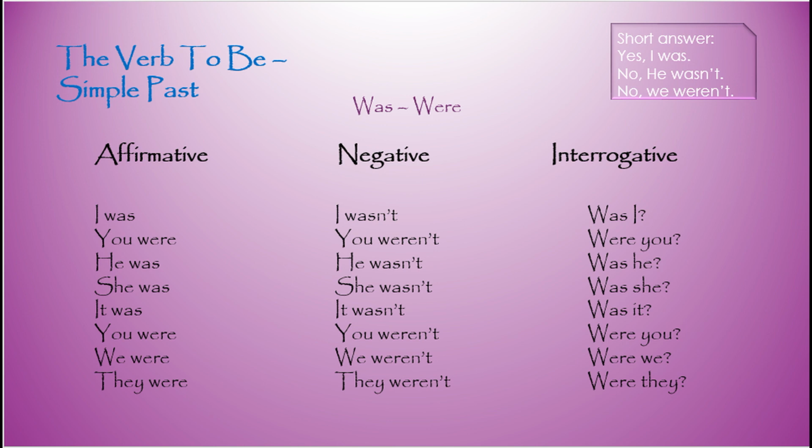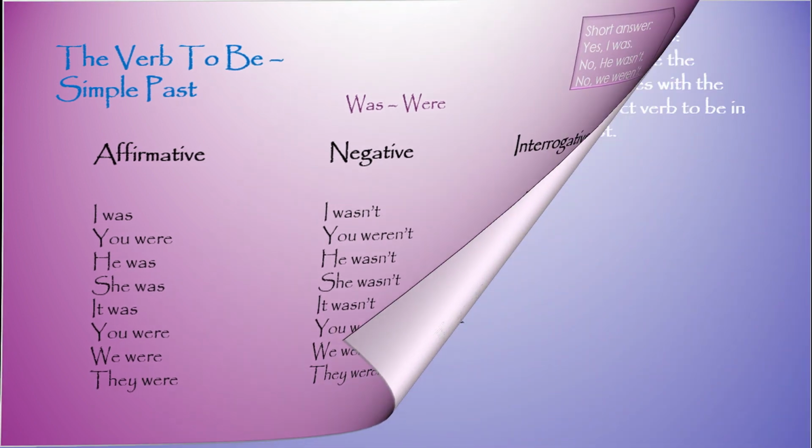For questions, don't forget we always place the verb be at the beginning. For example, were you home yesterday? And the short answers are yes, I was, or no, I wasn't. Was she with you? Yes, she was. No, she wasn't. Were they happy? Yes, they were. No, they weren't.